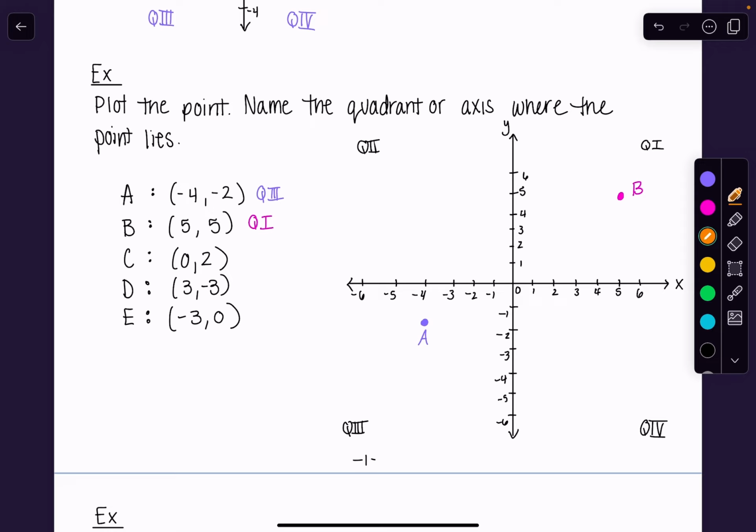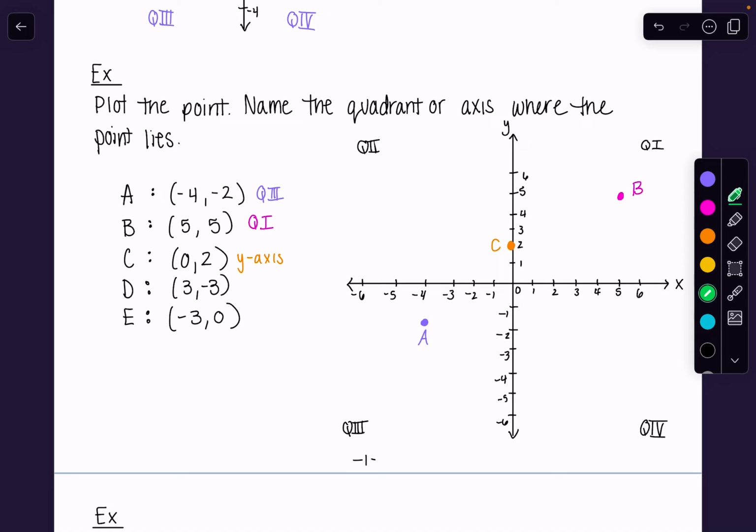Moving on to point C, my x coordinate is 0, but my y coordinate is 2. So that means starting here, I do not move in the x direction, but in the y direction, I move up to +2. So point C is going to land right here. Okay? So I have not moved in x, only in the y. So if I'm considering which quadrant this is, it's not in a quadrant, it's on one of my axes. So this lands directly on the y-axis.